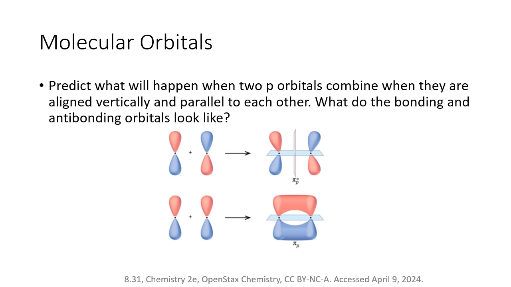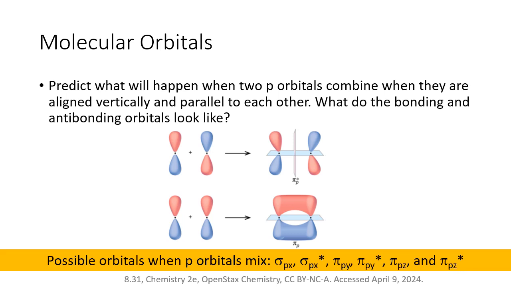When we combine them, we can make 6 different combinations, because remember, number of orbitals in equals number of orbitals out. These are given by sigma px, sigma px star, pi py, pi py star, pi pz, and pi pz star. Pi py and pi pz are degenerate. Pi py star and pi pz star are also degenerate. So we have 3 orbitals from each atom going in, 6 orbitals coming out, as we were supposed to.